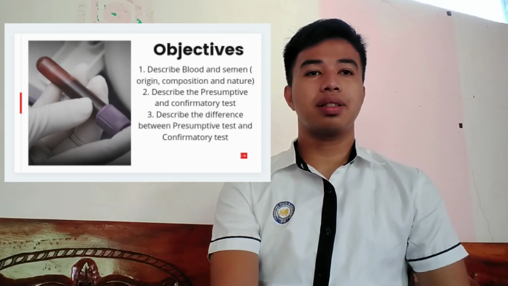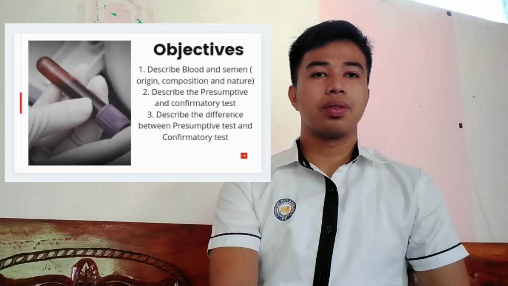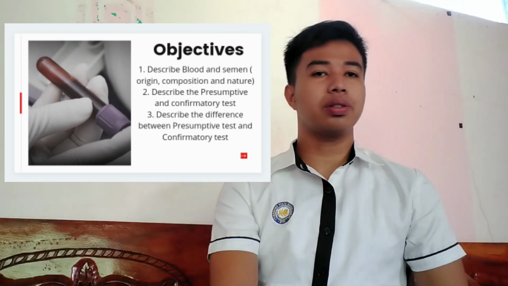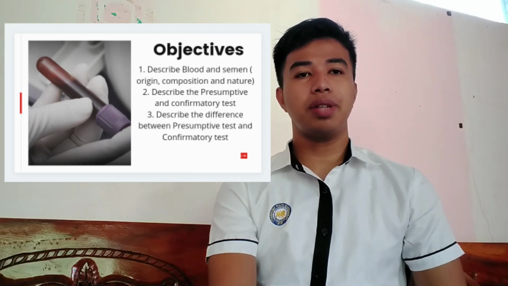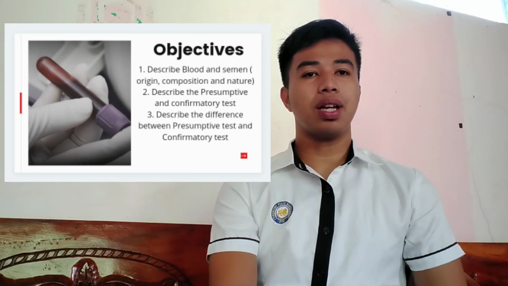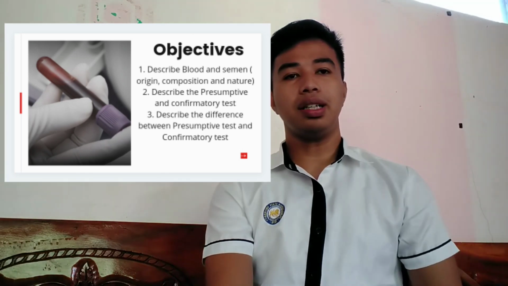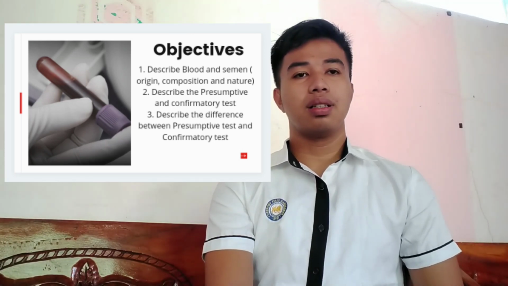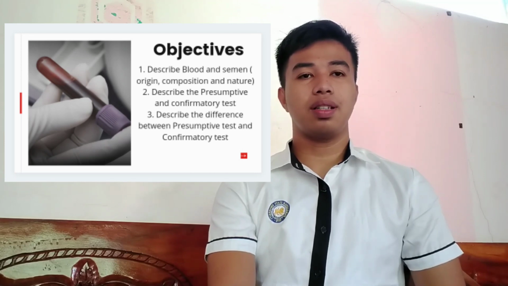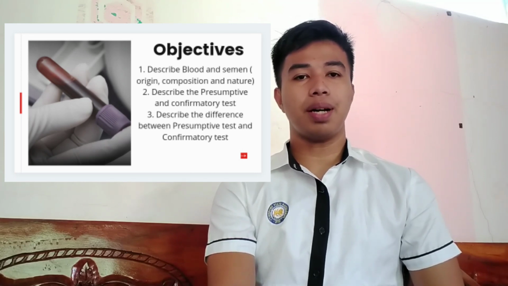So in this video, we have three objectives. First objective, describe the blood and semen, the origin, composition, and nature. Then the second objective, describe the presumptive test and confirmatory test for blood and semen. Then the third objective is describe the difference between presumptive test and confirmatory test.